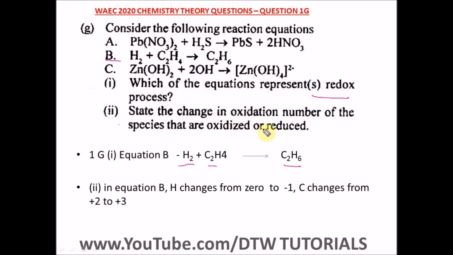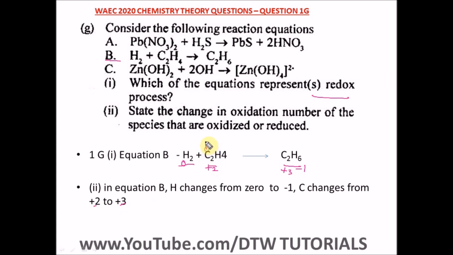Question 2 says state the change in oxidation number of the species that are oxidized or reduced. Here the oxidation state of H changes from 0 to -1, while that of carbon changes from +2 to +3. Oxidation is the loss of electrons, so oxidation is occurring in carbon, changing from +2 to +3 because it is losing more electrons.